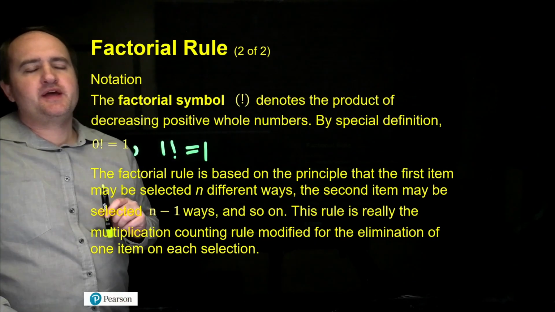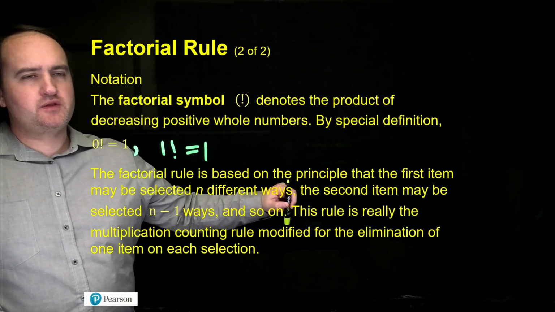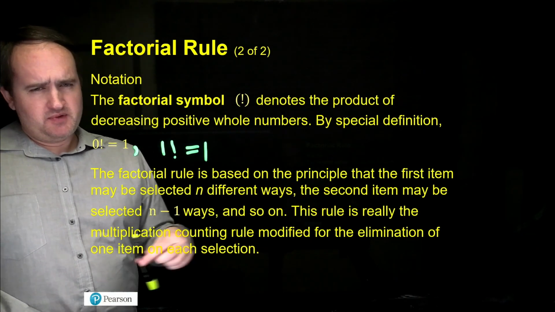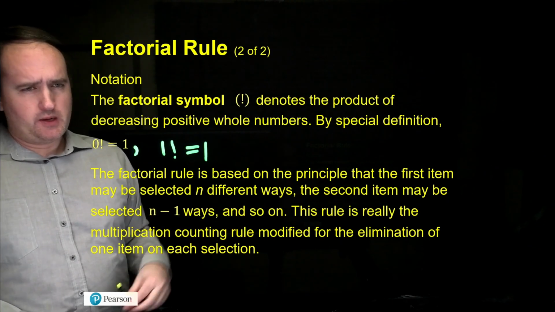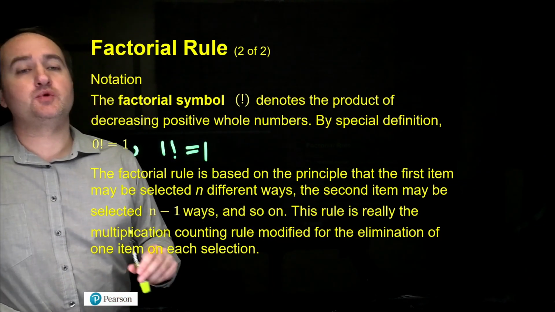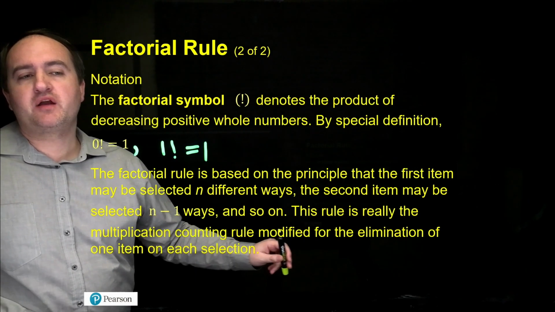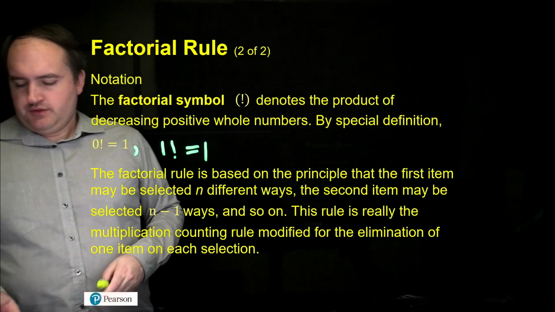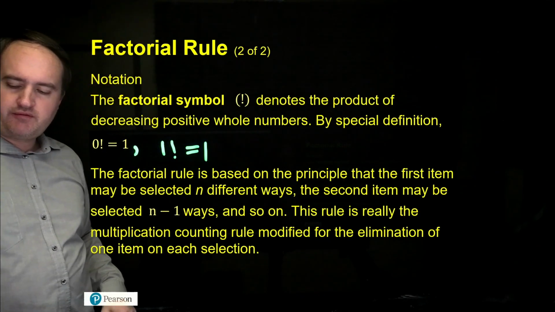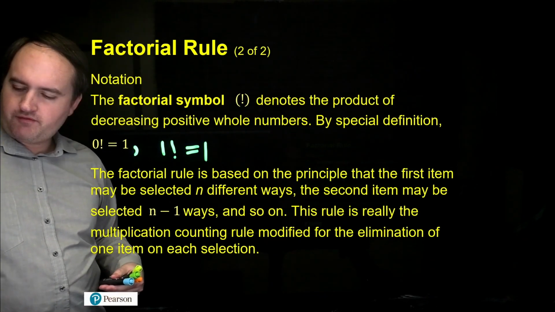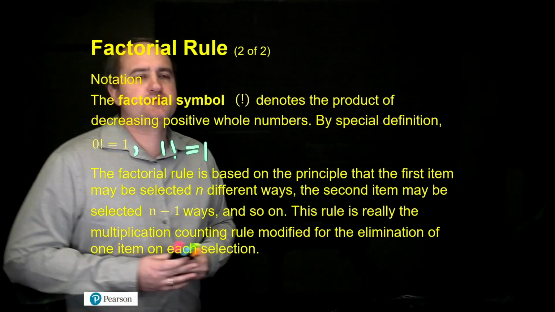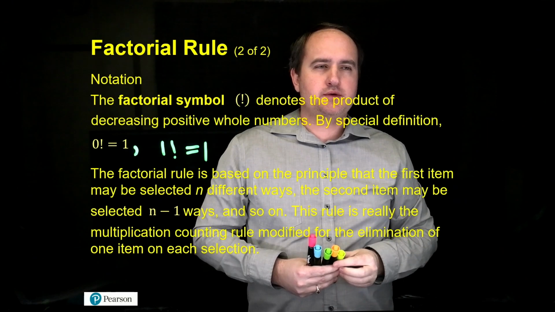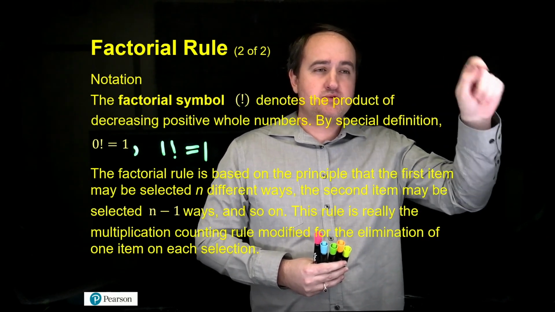Okay, so the nice thing about the factorial rule is it's based on the principle that the first item may be selected n different ways, the second item may be selected n-1 ways, and so on. This rule is really the multiplication counting rule, modified for the elimination of one item on each selection. So for example, when we just calculated 5 factorial, if I got 5 different markers, each one's a different color, the way it works is we said it was 5 times 4 times 3 times 2 times 1.